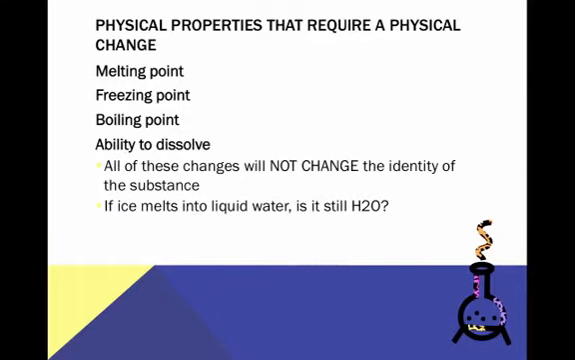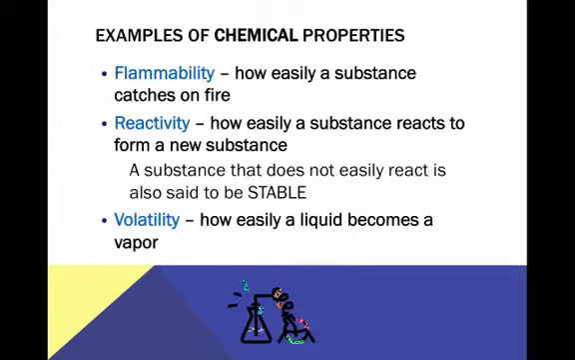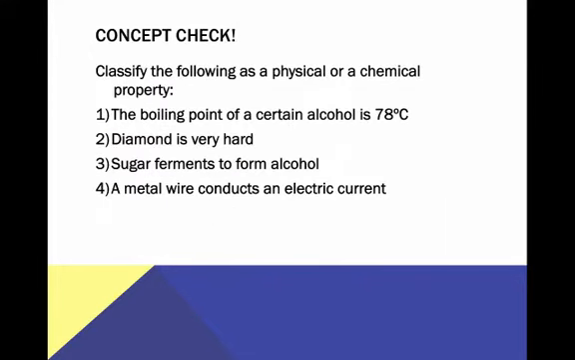Okay, physical properties sometimes require a physical change to observe those. So melting point, freezing point, boiling point, and ability to dissolve are all physical properties, but they require a physical change so that we can observe them. Okay, when we're talking about chemical properties, things like flammability, reactivity, or volatility are chemical properties we could observe in the lab.